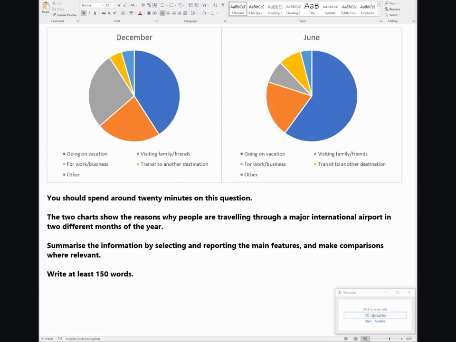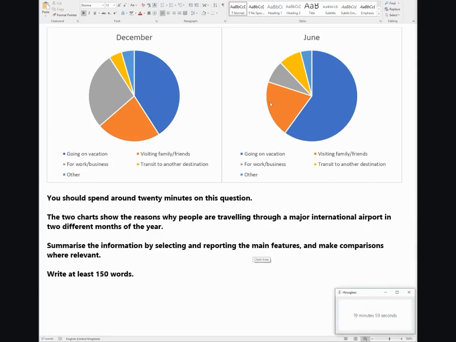So I'm going to set myself a 20-minute time limit. As I write, I'm also going to talk to you to explain what I'm thinking about or what I'm doing or what problems I'm having. I'm going to leave everything in there. So we have our question. Let's start the clock. 20 minutes, that's not long. This is going to be high pressure. Let's hope I can do it.